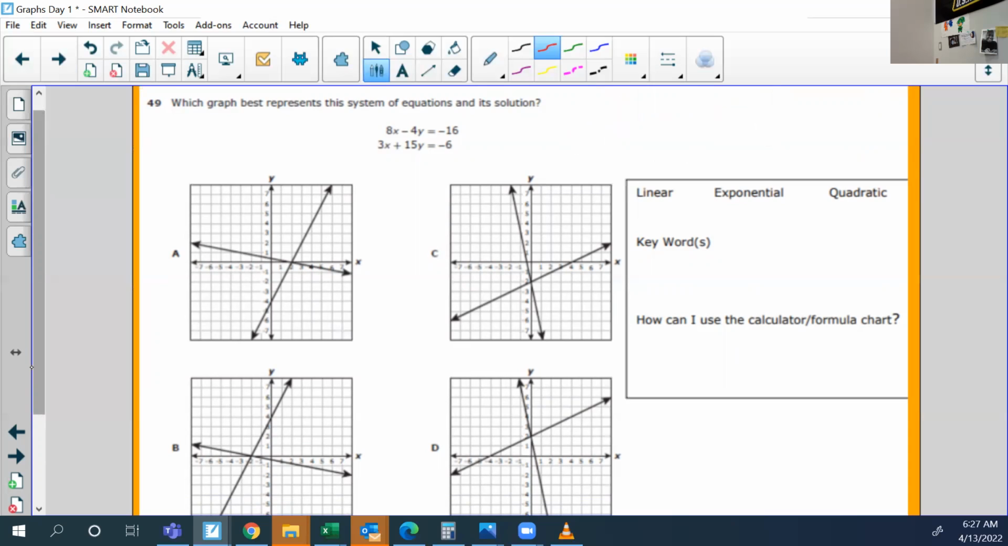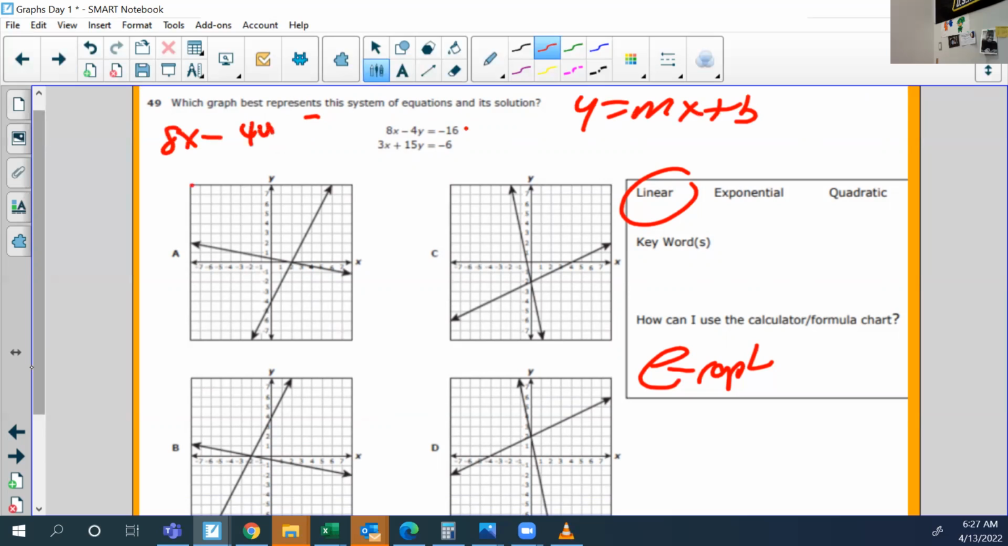So the first equation, this is linear. Keywords again: best represents. And calculate, yes, we're going to graph. I'm going to show you what you can do. So here we go now. I'm going to transform the first equation into y equals mx plus b. So we have 8x minus 4y is equal to negative 16.